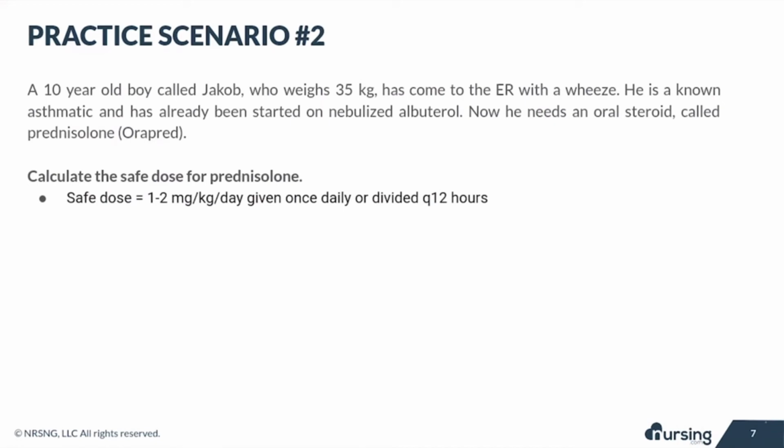You go ahead and look in your drug book and you see that he can have 1 to 2 milligrams per kilogram per day. He can have it as once daily doses or divided into 2 doses per day, spread out 12 hours apart. All right, again, so we are calculating a range here.